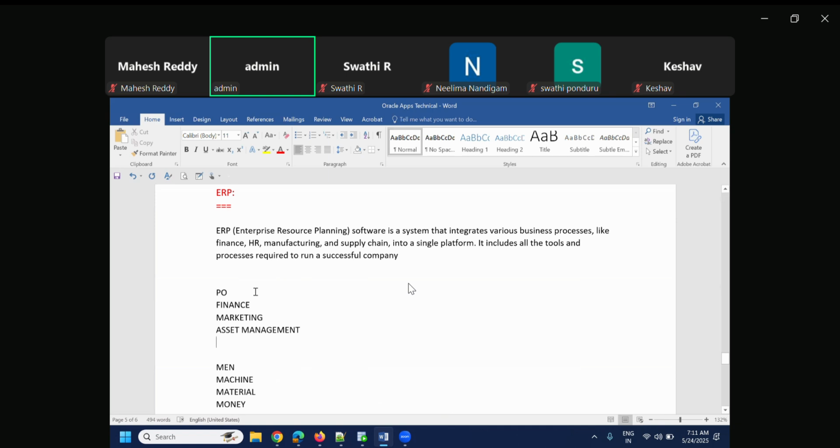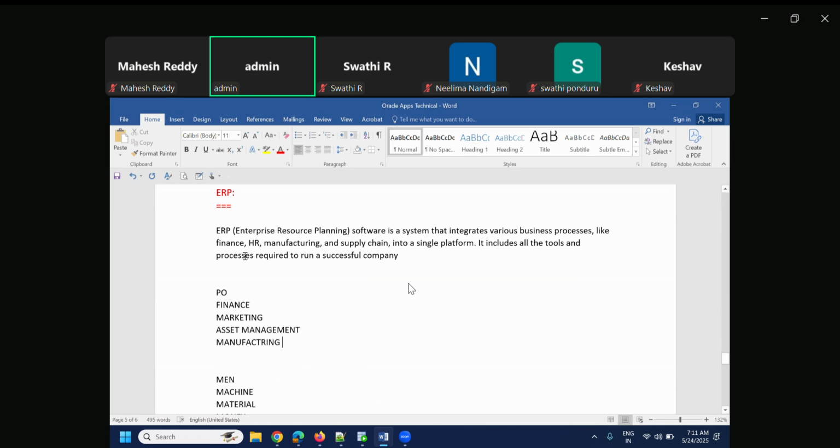So there is no need to write separate software for these. If I buy the ERP product, by default ERP can give the procurement software. Then automatically it will give the finance related software also. Then marketing, asset management, even manufacturing, everything. So that is the power of the ERP product. One software can manage the end-to-end business of your company. Almost all the transactions can be supported by the ERP.